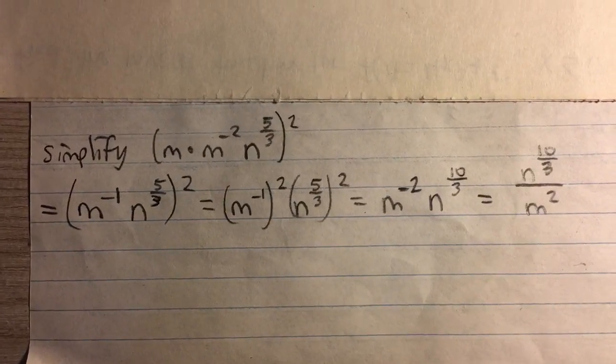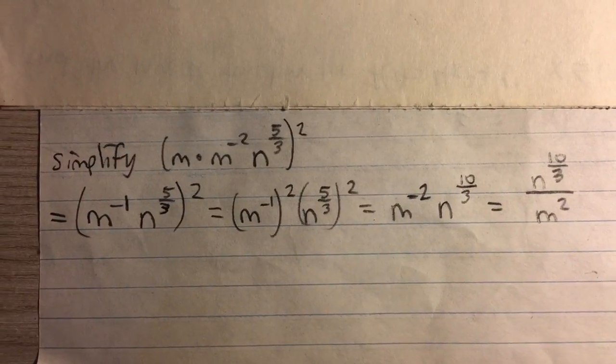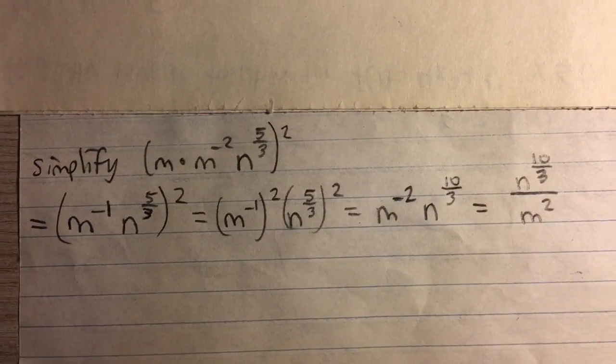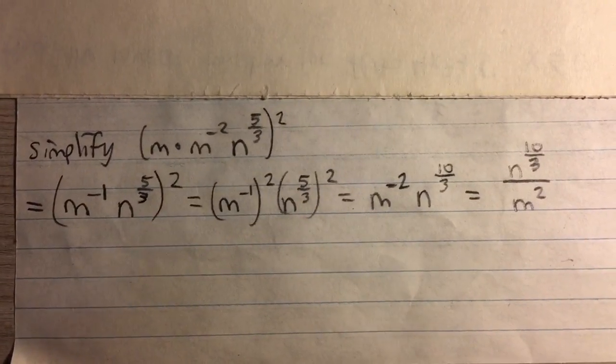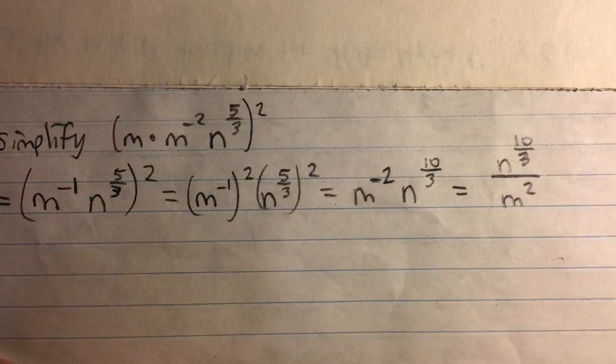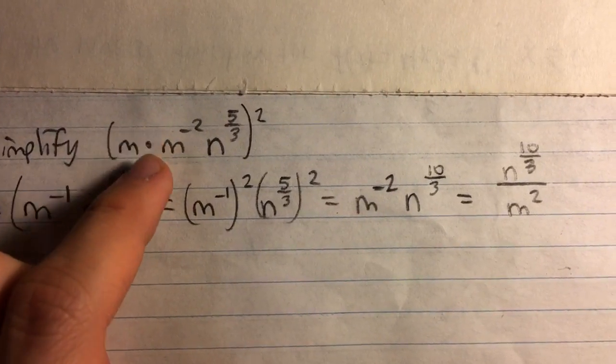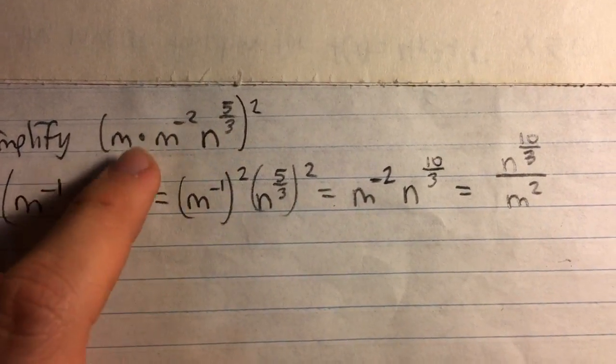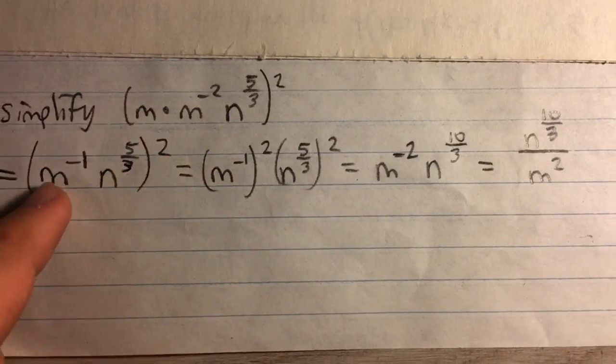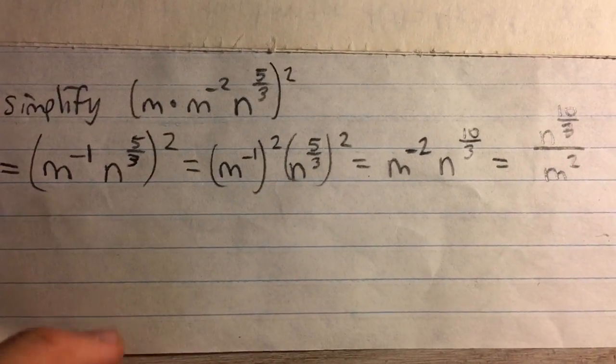Simplify m times m to the negative 2 times n to the 5 over 3 all squared. First thing, we're going to simplify the m and the m to the negative 2. This is m to the first power. So in other words, 1 minus 2. So we're going to add the exponents because they're multiplied, and that gives us m to the negative 1.